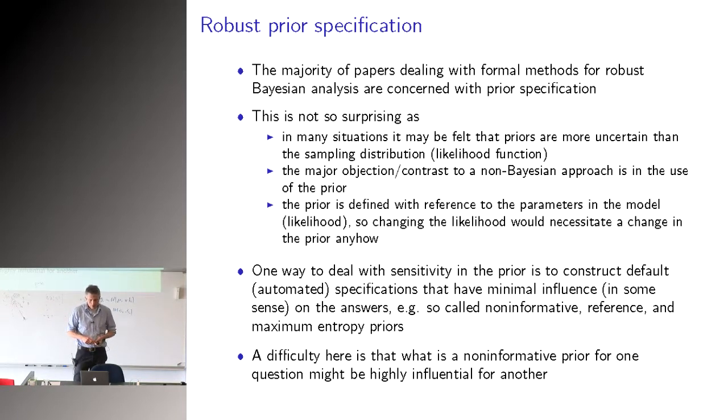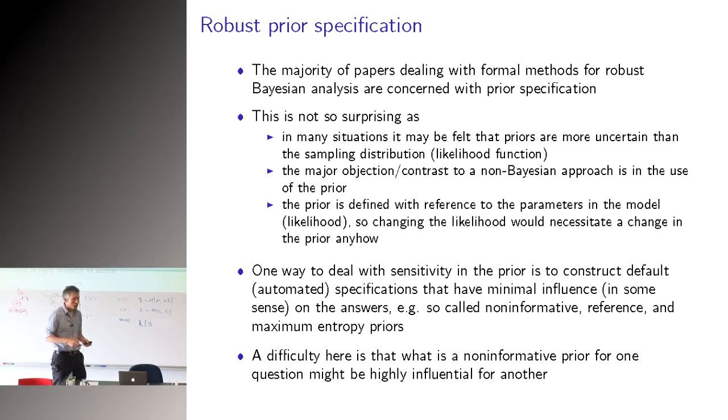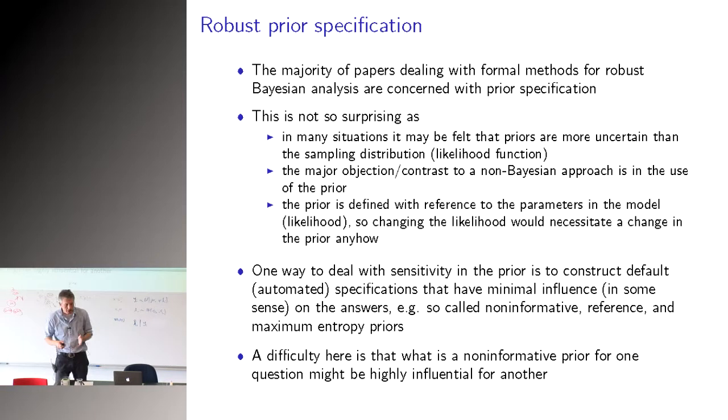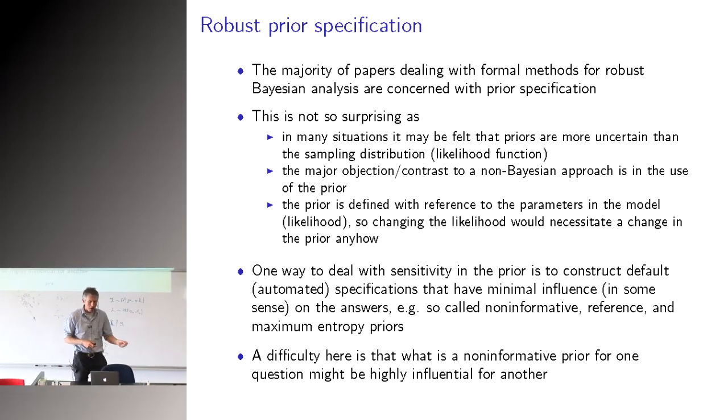Okay. So one way of dealing with prior sensitivity is to try and think of something that's inherently robust or, say, non-informative. This is all the historical work of, say, people like Jeffreys and work in the objective Bayes literature, non-informative, some idea of reference priors, or there's a literature in maximum entropy priors. This idea that what we want to do is a prior that has minimal influence on the data, allow the data to speak for themselves. The challenge here really is that a non-informative prior for one question might be highly influential for another. And the canonical example of that is model choice.